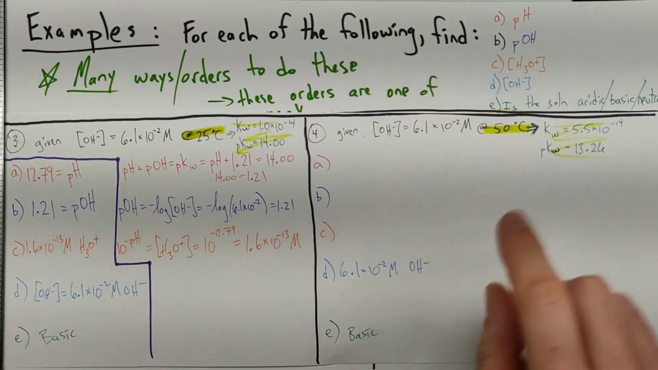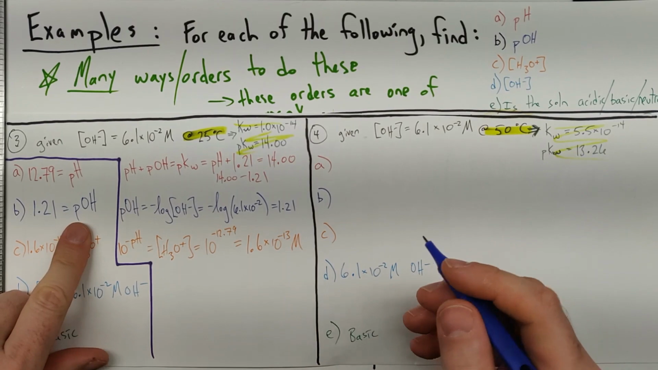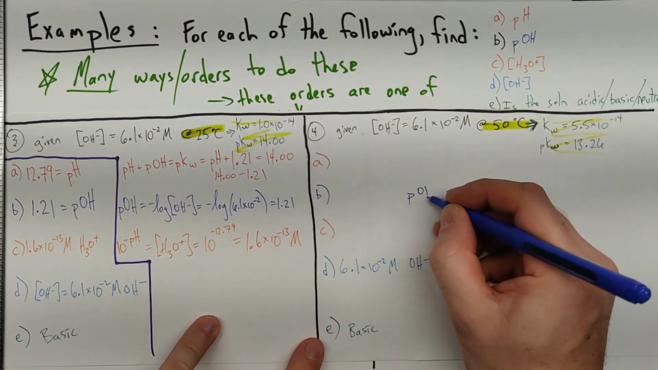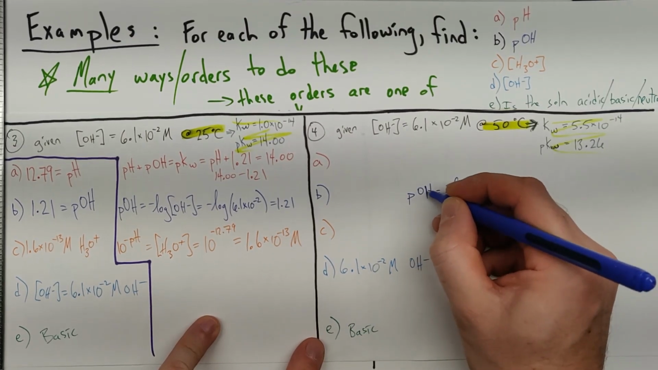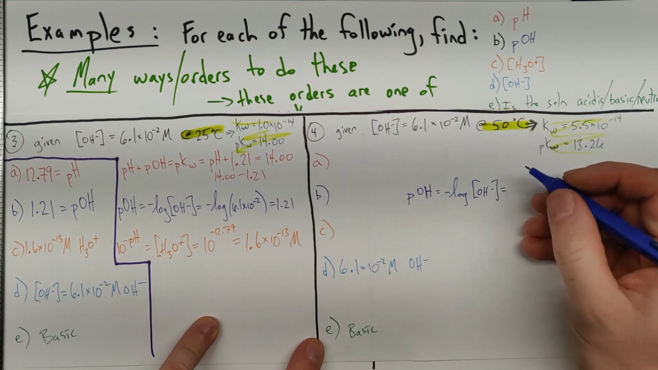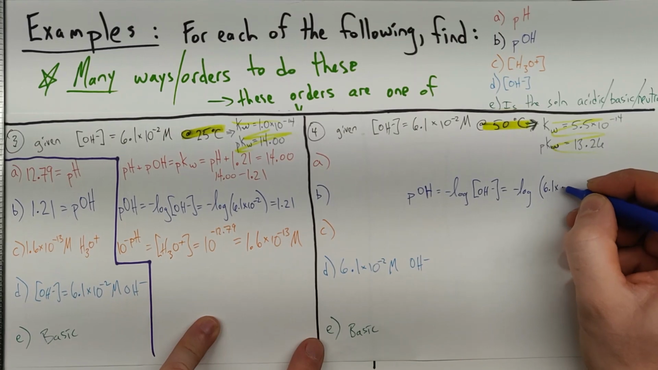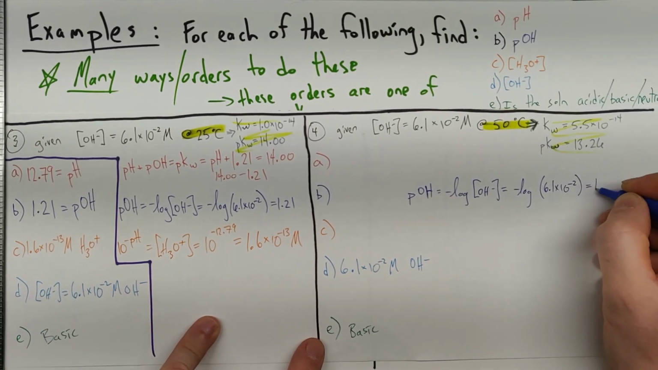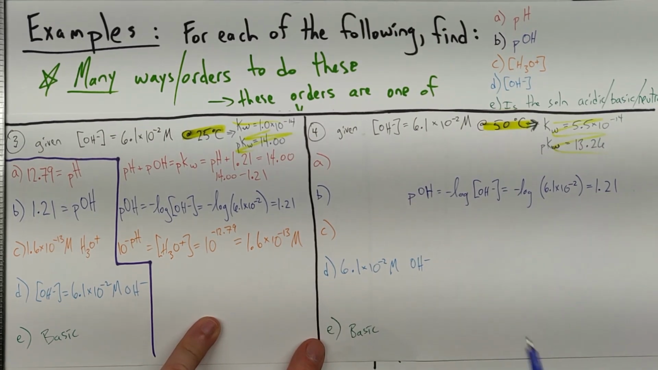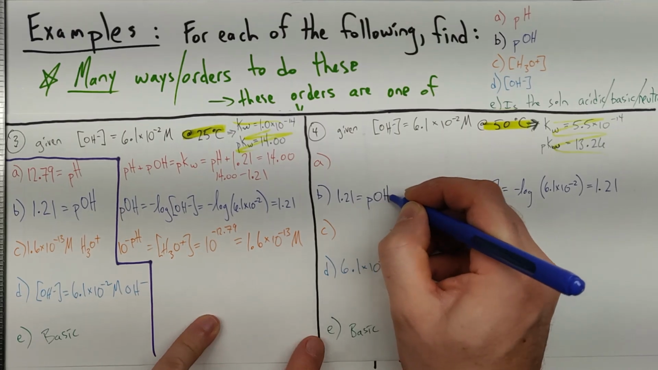What do we get next? Well, knowing OH minus, I think it's pretty intuitive for us to get pOH. You don't have to, right? The order is up to you. But pOH should be the negative log of the concentration of OH minus. In this case, it is the negative log of that number we were given, 6.1 times 10 to the minus 2, which is 1.21. Our pOH hasn't changed because our concentration of OH minus hasn't changed. So 1.21 is our pOH.